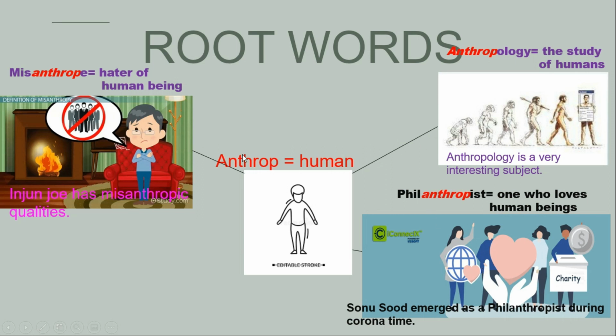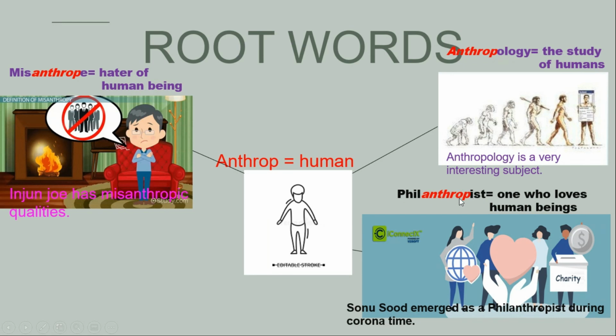First, let us learn meanings of different words through root words. Here say anthrop is a root word which means human. Misanthrope is a word which means hater of human being. Ingenue has misanthropic qualities. Look at this another word, anthropology, the study of humans. For example, anthropology is a very interesting subject.